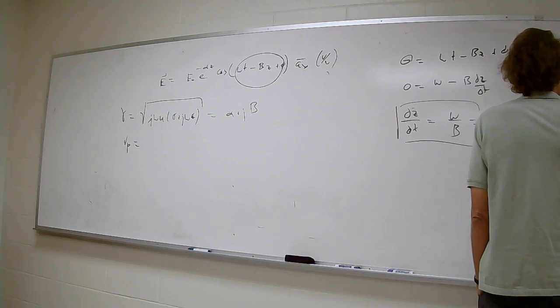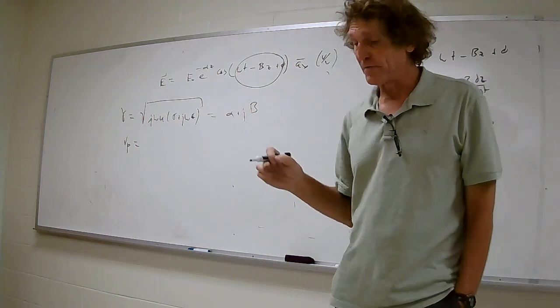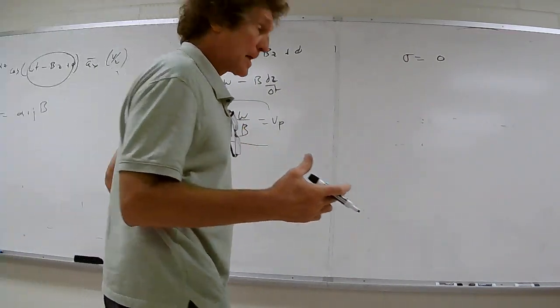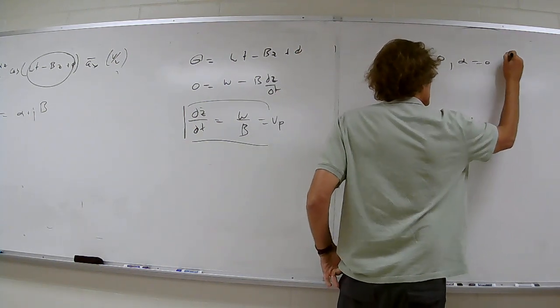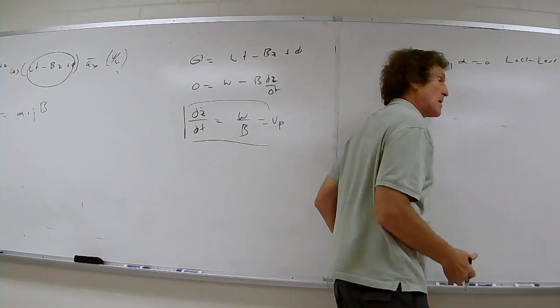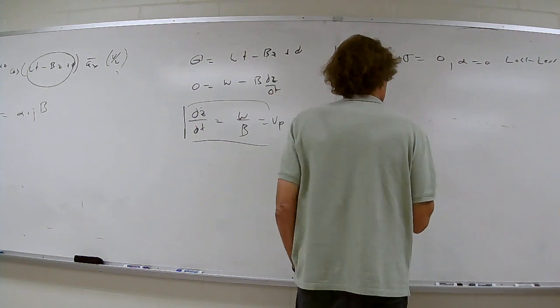suppose that sigma is 0. The minute you see sigma is 0 or alpha is 0, it is lossless, right? Do you all agree with me then? Yes. That's the definition. Either sigma or alpha equals 0. This is lossless. There's no power dissipated. The wave is going to have the same magnitude if it's a plane wave propagation.